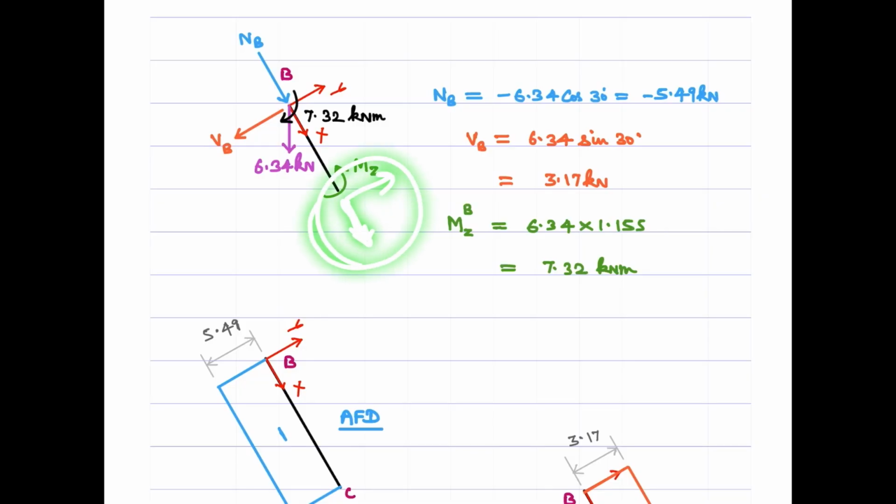Okay, those are the internal stresses, that is shear force and axial force at this cut end. Fine. And again, there will be a linear variation of the bending moment. The maximum value will be 7.32 kilonewton meter, which is at this end itself.